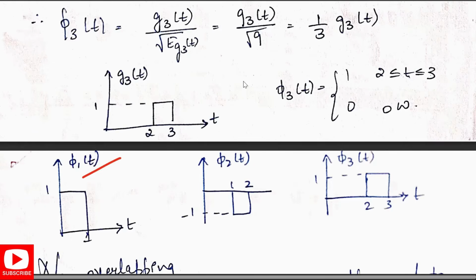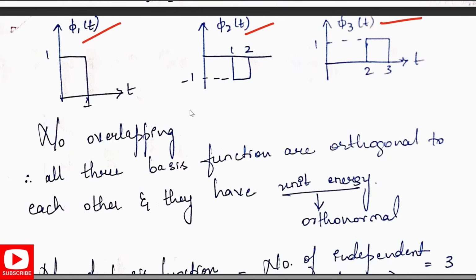So this is our phi 1 of t, this is phi 2 of t and phi 3 of t. So hence you can observe from 0 to 1 it is 1, from 1 to 2 it is -1, from 2 to 3 it is +1. So the graph is not having any overlapping. So all these three are orthogonal to each other and they have unit energy, hence they are called orthonormal.